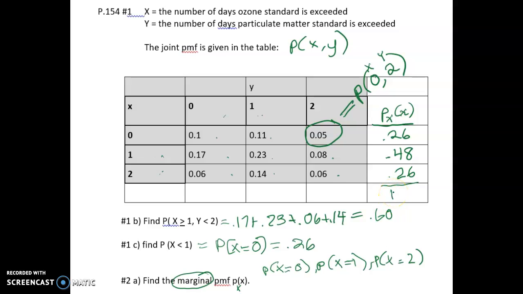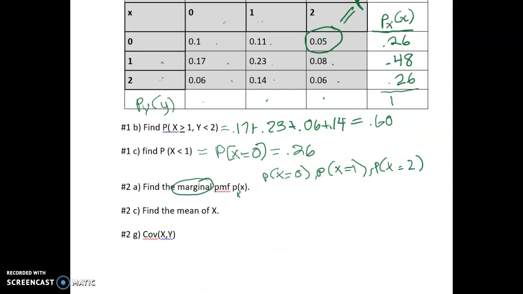All right, so there's the marginal for x. If I wanted the marginal for y, I could find it right down here, right? So marginal probability that y equals 0 would be here. Probability y equals 1. Probability y equals 2. So that's kind of a cool thing. Once you have the marginal, you can find all kinds of things for x on its own.